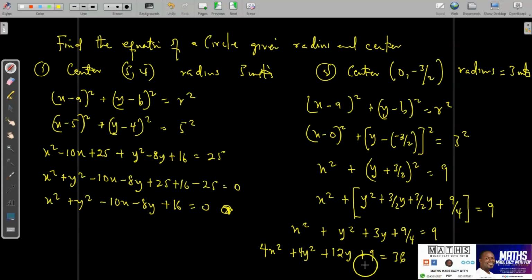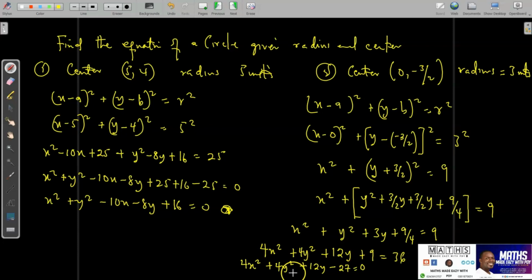So you can regroup everything and then finally have 4x squared. Please do this operation for me: 9 minus 36. Then plus 4y squared plus 12y, and then negative what? 27. All equal to 0. So per our center being 0 comma negative 3 on 2 and the radius being 3 units, this is our equation of that circle.